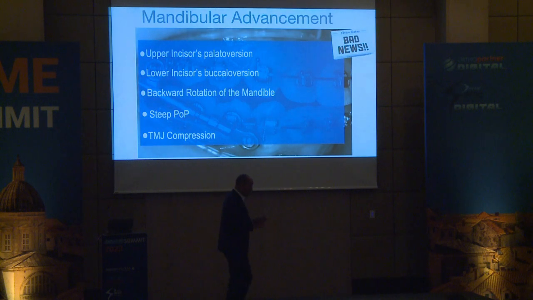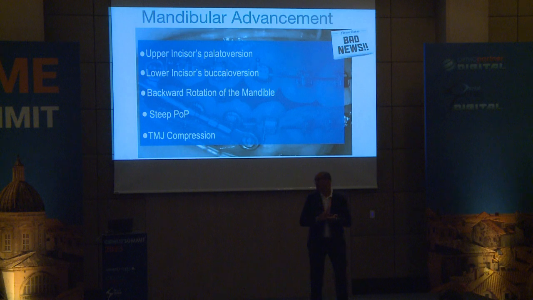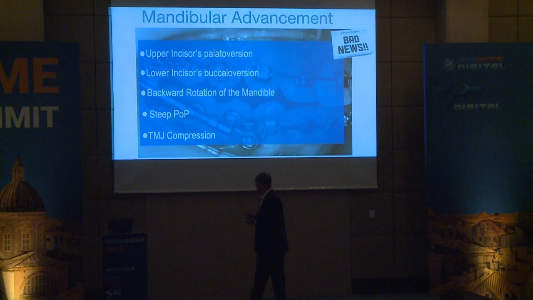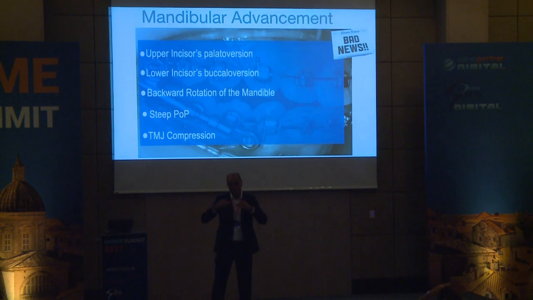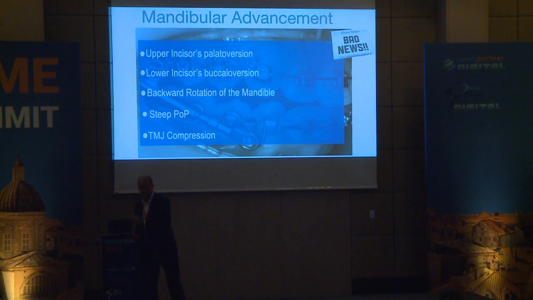So let's summarize. With all these tools, they have a palatal version of the upper incisor and buccal version of the lower incisor. We have a backward rotation of the mandible. This is the lack of control of the occlusal plane, then the mandible comes backward. Then, very often we get a steep posterior occlusal plane. We saw that in a hyperdivergent patient.